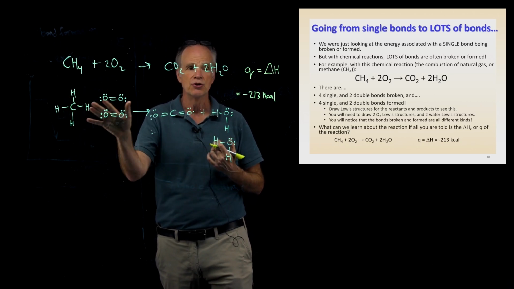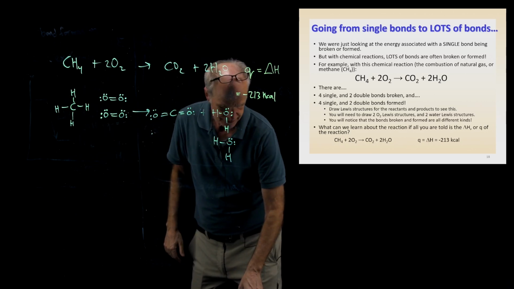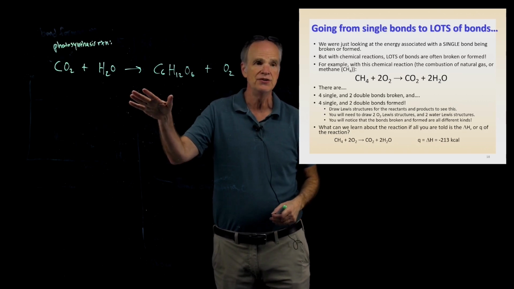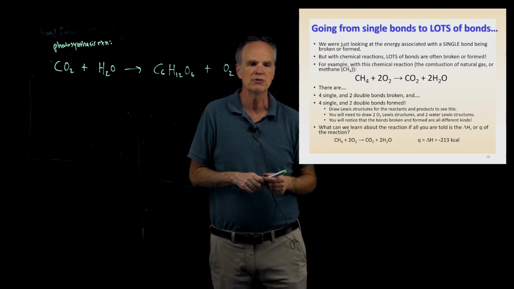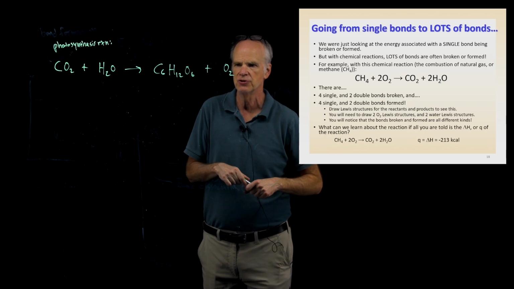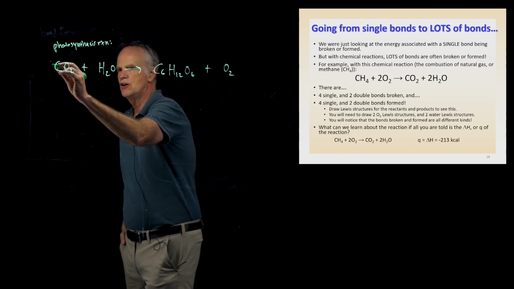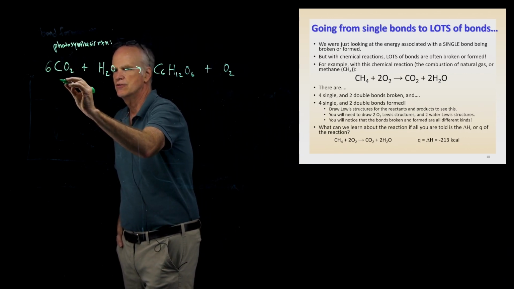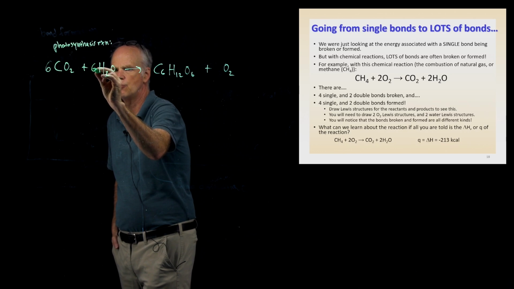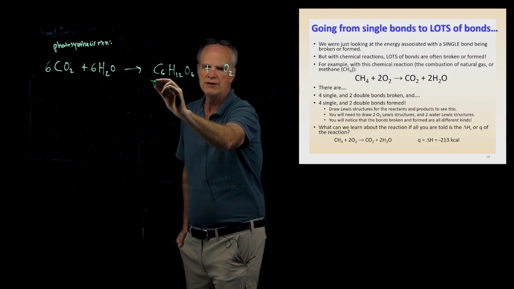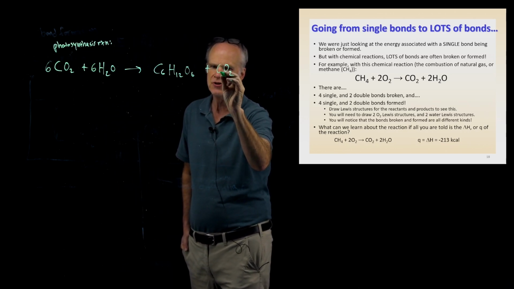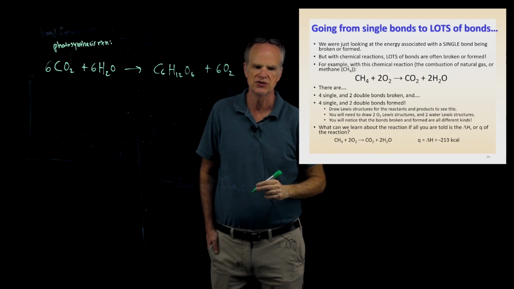Okay, we will consider one more reaction. Okay, so I've written the photosynthesis reaction. So what I'm going to do right now is just go ahead and balance the equation. And so as I recall, you need a 6 in front of carbon dioxide, a 6 in front of water. You can have a 1 in front of glucose and a 6 in front of oxygen. So this is a balanced equation.